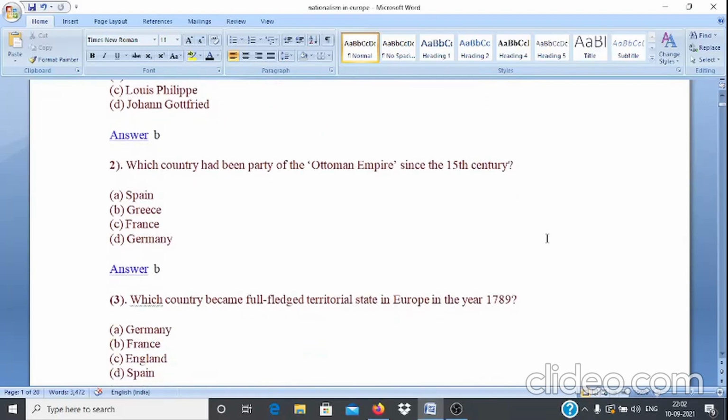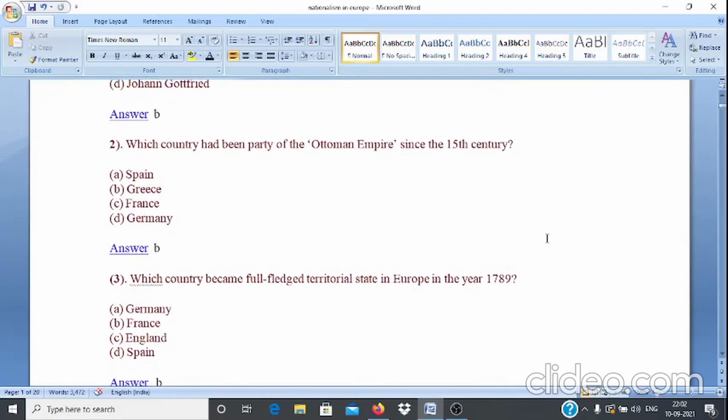Question number 2. Which country has been part of the Ottoman Empire since the 15th century? Options A. Spain, B. Greece, C. France, D. Germany, and answer is B, that is Greece.